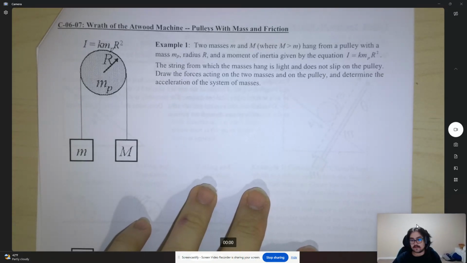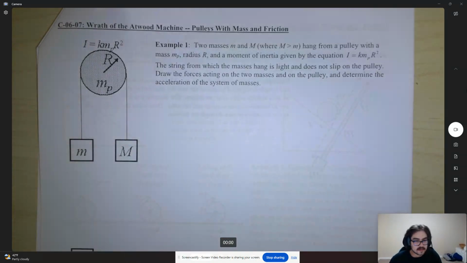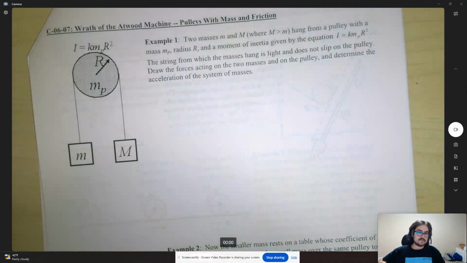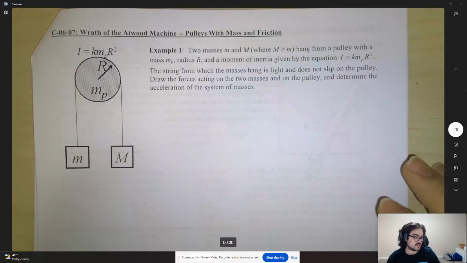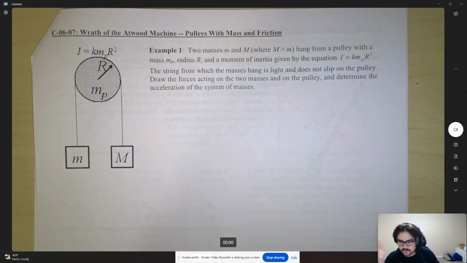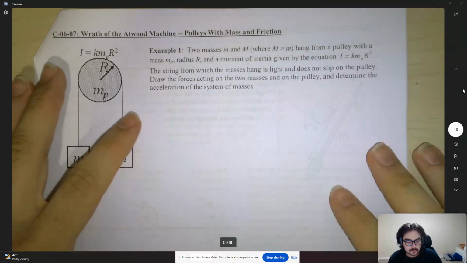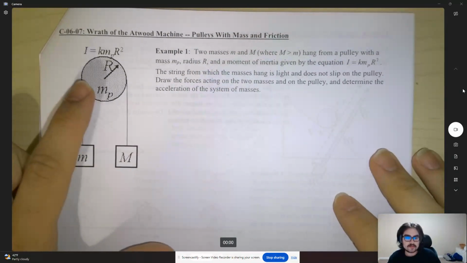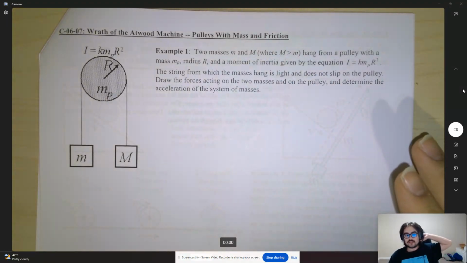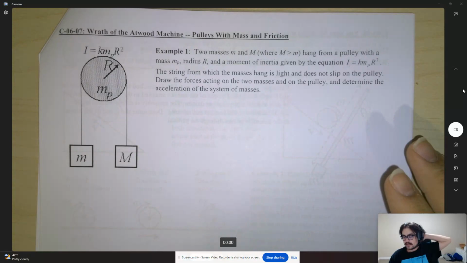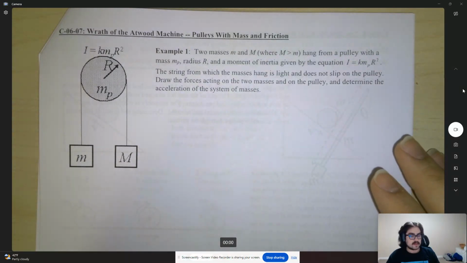All right, we're back with Atwood machines, and they're slightly different than they were in Physics 1 because now we're going to talk about pulleys that actually have mass and friction involved. Last year in Physics 1, you didn't ever have to consider that. Example number one is where the pulley actually does have inertia, so we have to consider that when we are getting the net force on the pulley.